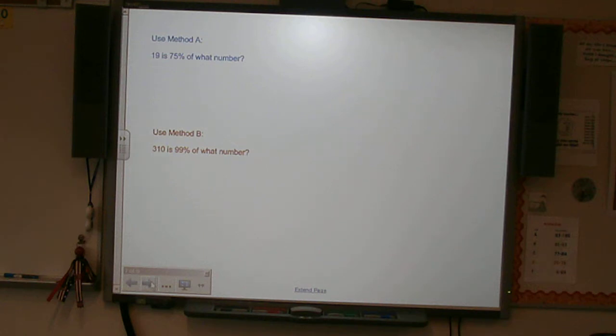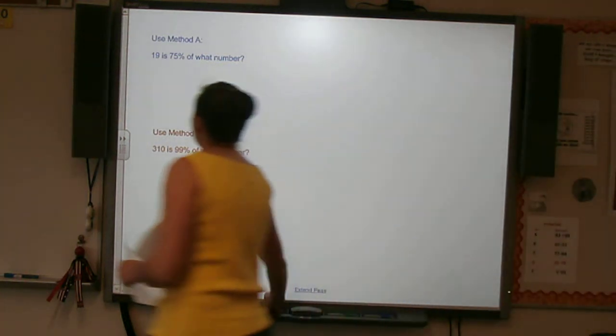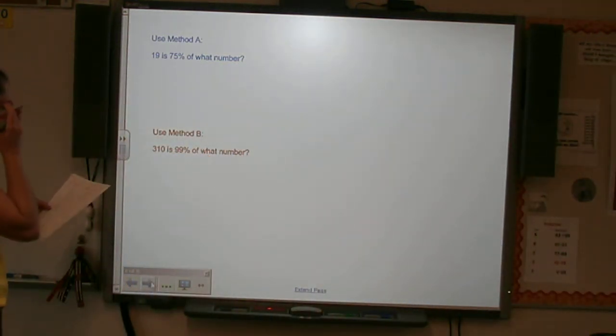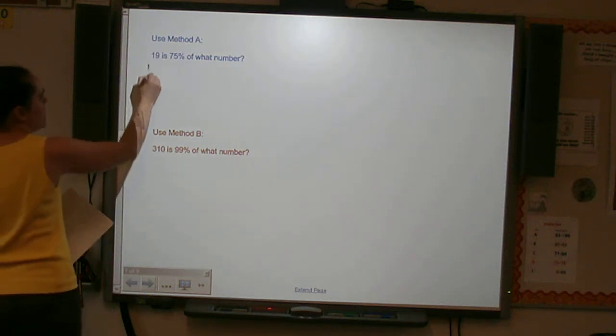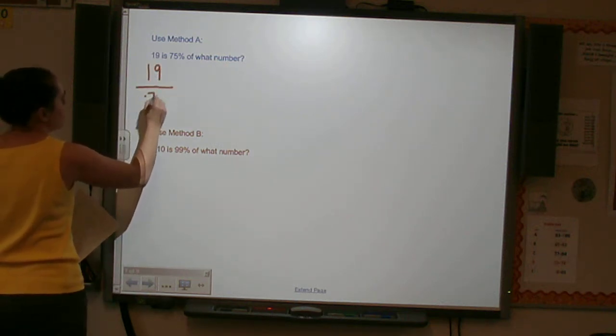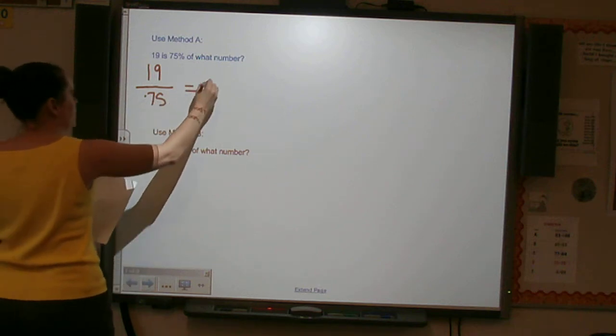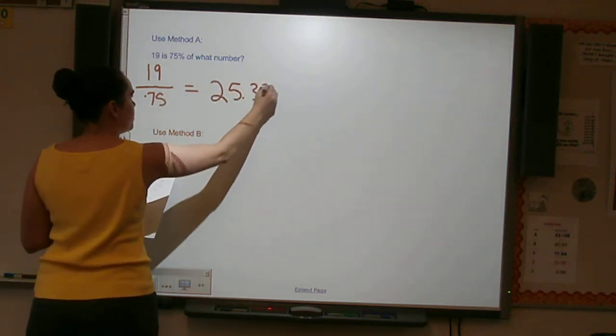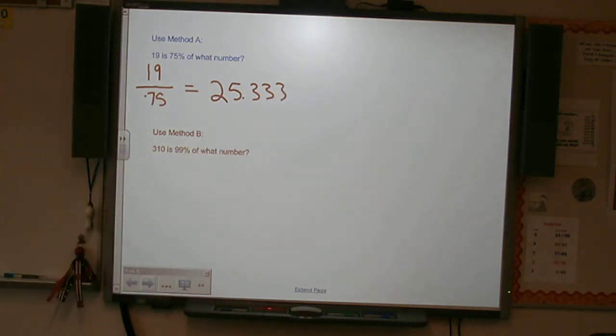Okay? Again, stop the video, work the problems, and then resume play. Use method A. 19 is 75% of what number? Method B, 310 is 99% of what number? So for the first one, we have 19 is 75% of a number. We want to say 19 divided by 0.75, and that is going to give us 25.33333. Okay, repeating. So 19 is 75% of 25.3333333.